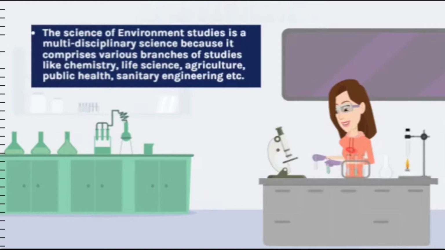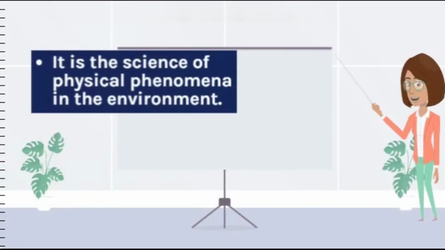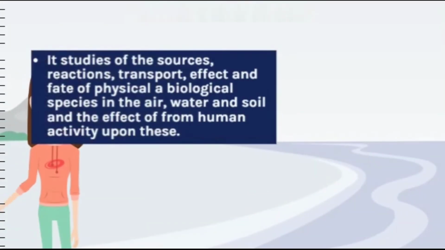The science of environment studies is a multidisciplinary science because it comprises various branches of studies like chemistry, life science, agriculture, public health, sanitary engineering, etc. It is the science of physical phenomena in the environment. It studies the sources, reactions, transport, effect and fate of physical or biological species in the air, water and soil, and the effect from human activity upon these.